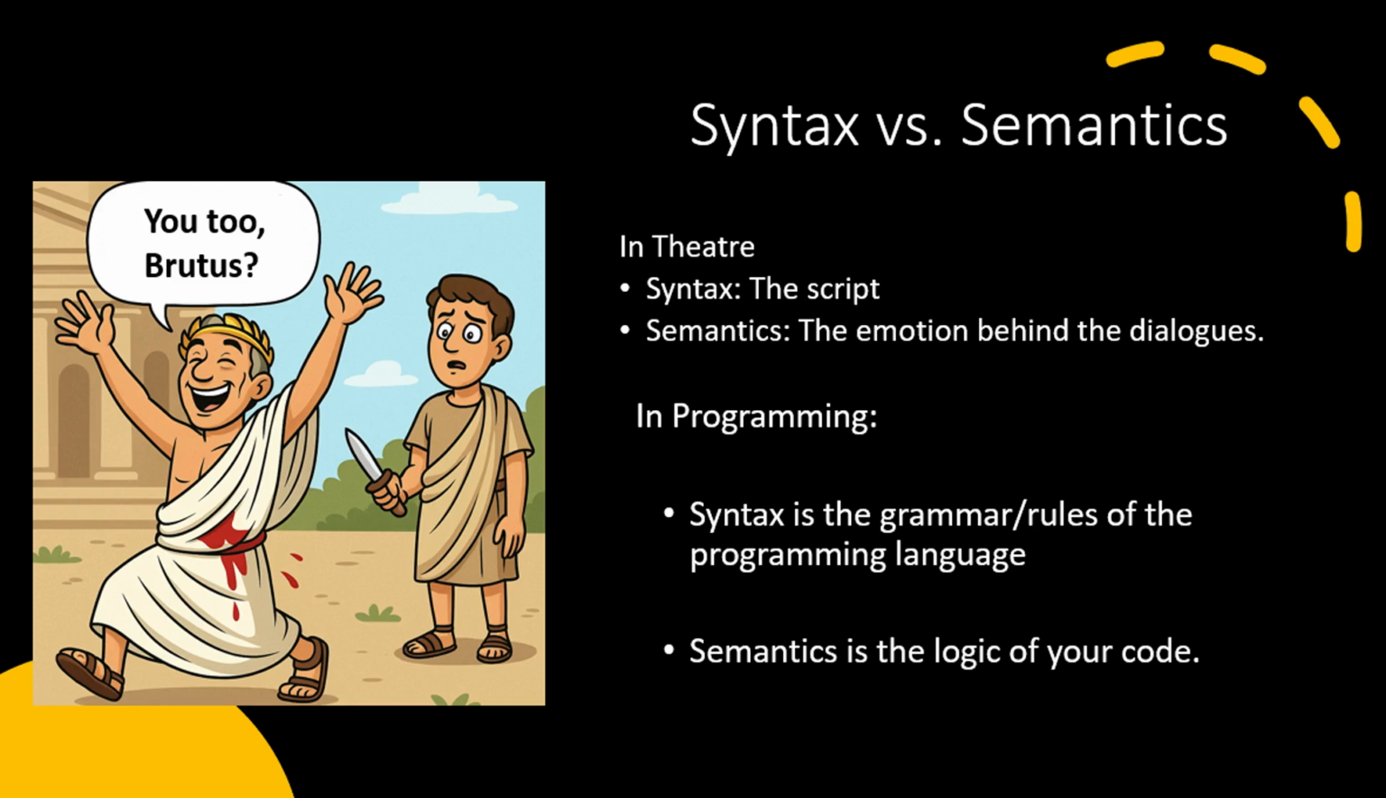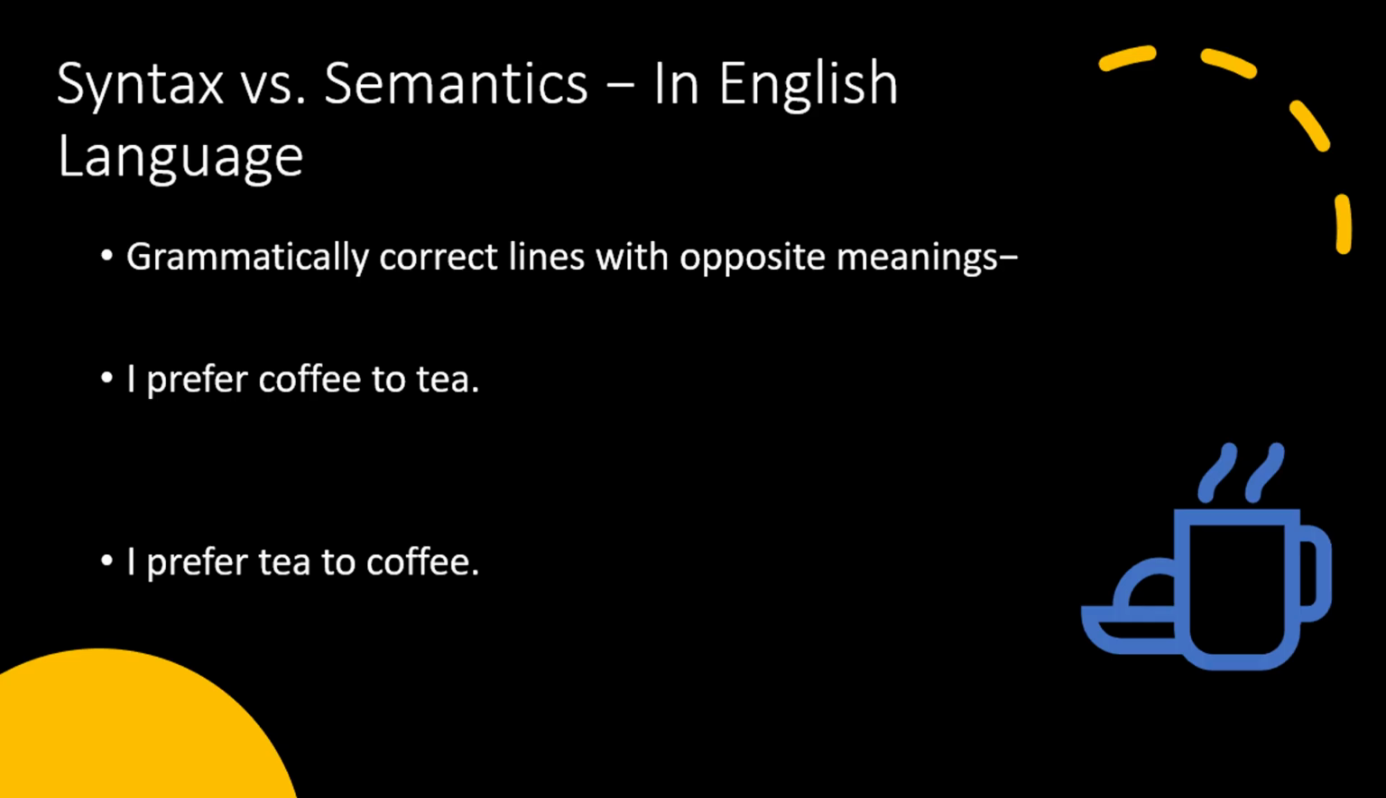This is very similar to writing a grammatically correct sentence in a grammar or spell checker. Everything looks perfect, but the meaning might still be wrong, and the spell checker or the grammar checker will not be able to tell that. For example, let's say you meant to say, I prefer coffee to tea, but you accidentally write, I prefer tea to coffee. These two lines have exact opposite meanings. In the first one, you meant to say, you like coffee more, but the line that you wrote says you like tea more than coffee.